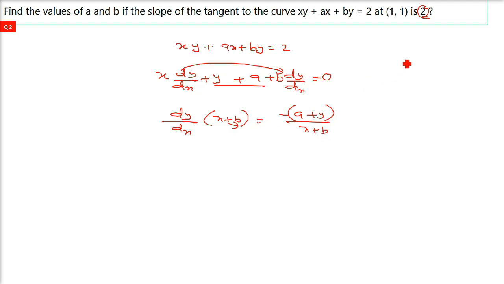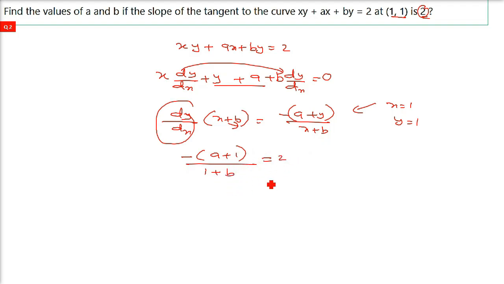Now we know that this particular value of dy/dx, which is the slope, which we found to be minus (a + y) by (x + b), has to be equated to 2. But before that, x equals 1 and y equals 1 has to be substituted. Since it is (1, 1), I am putting x as 1, y as 1, and equating it to the given slope, 2. Now let us multiply these and find a relationship between a and b. We are interested in finding a and b, so we need two equations. This is the first equation.